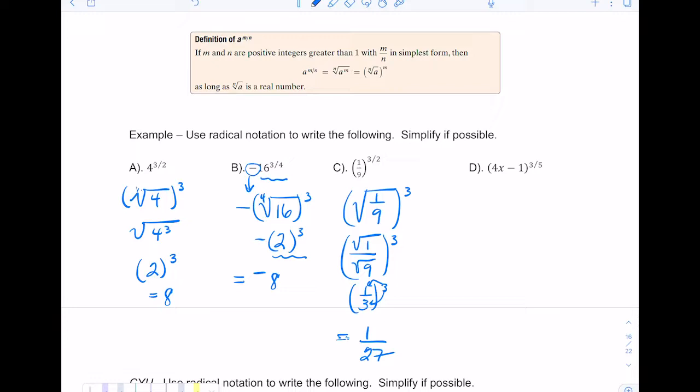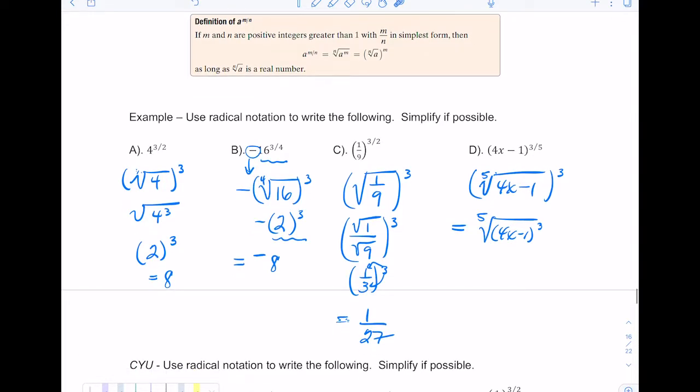In letter D, again, I have a radical, and my radicand is going to be 4x minus 1. This is the 5th root, and I'm raising it to the third power, which you can also express like this, except I would put the 4x minus 1 in parentheses to the third. And there is nothing you can do because you're looking for a 5th root, but you only have 3 of these, so you can't get a group of 5. So you would just leave your answer like that.